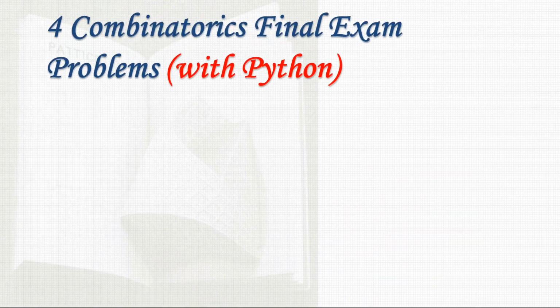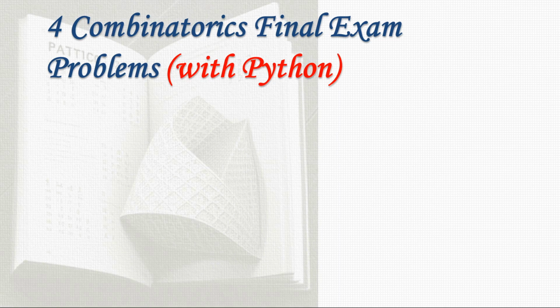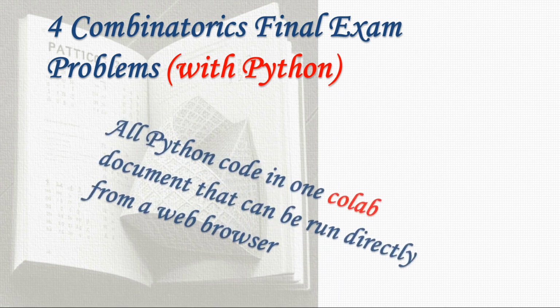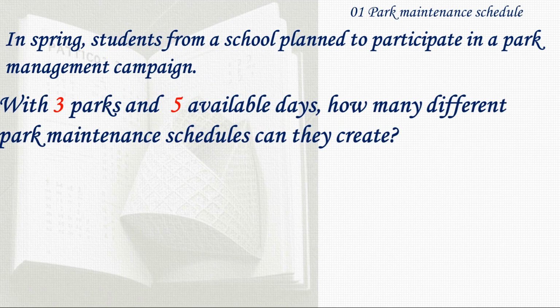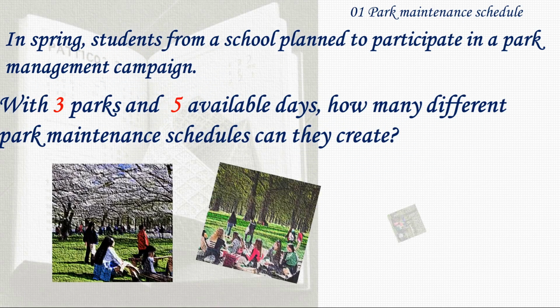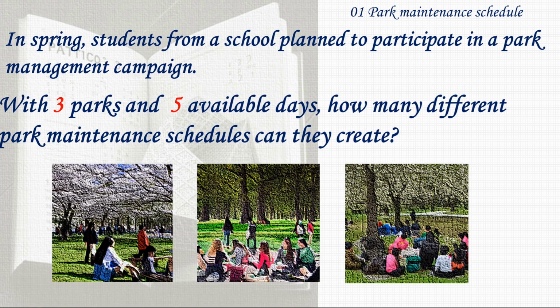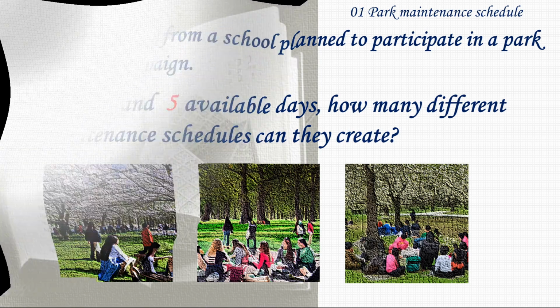To achieve this goal, we will use 4 combinatorics tasks from the school exam and write one Python program for each of them. First exercise: Park Maintenance Schedule. In spring, students from a school plan to participate in a park management campaign. With 3 parks and 5 available days, how many different park maintenance schedules can they create? Answer is 60. Let us now try to understand how the Python program works, which gives the correct answer.